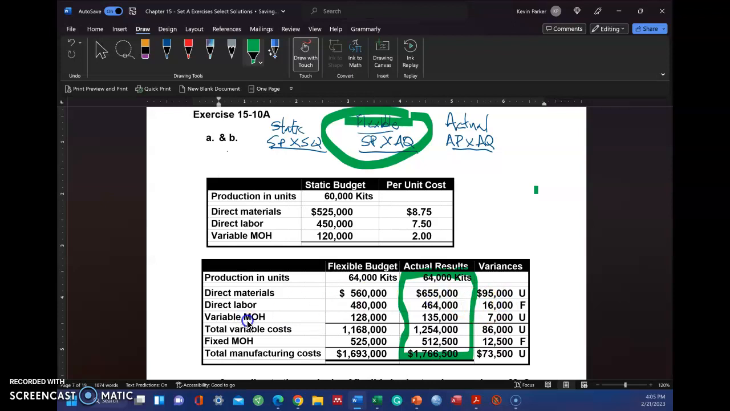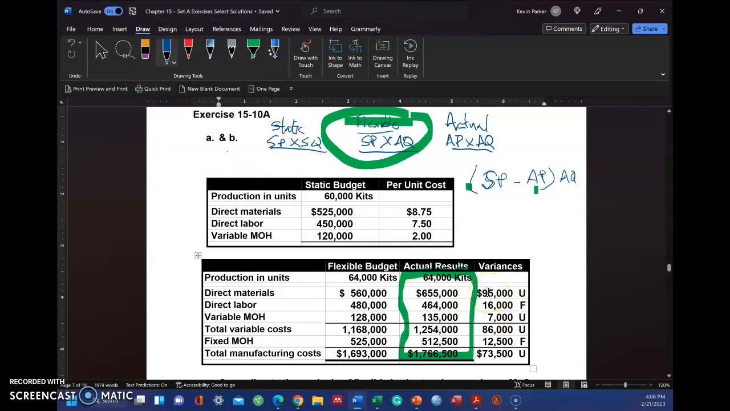Variable overhead. No, actual results were higher than they should have been. And again, remember, it's standard price minus actual, if you wanted to do it that way, you could. Let's just write it down. Standard price, that's an S, minus actual price times actual quantity. That's really what we're doing right here. So is the actual price less? It is not, it's higher, so it's unfavorable.